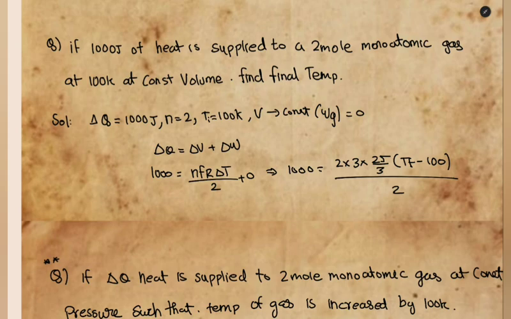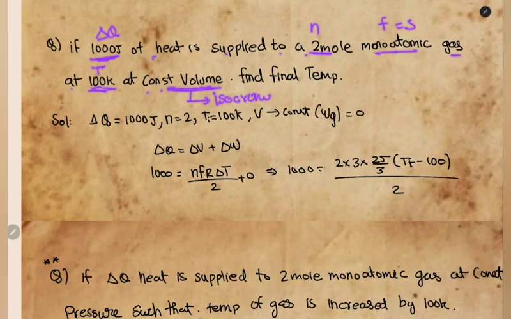So 100 joules of heat is applied to 2 moles of monoatomic gas. For a monoatomic gas, the degree of freedom is 3, and the gas is at 100 Kelvin at constant volume. Find the final temperature. So delta Q is given, N is given as 2, and F is given as 3, and the temperature is given at constant volume. It is an isochoric process. Find the final temperature.